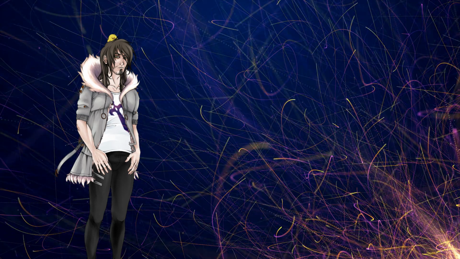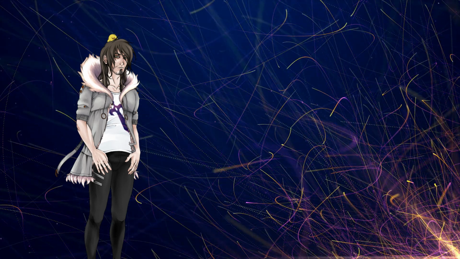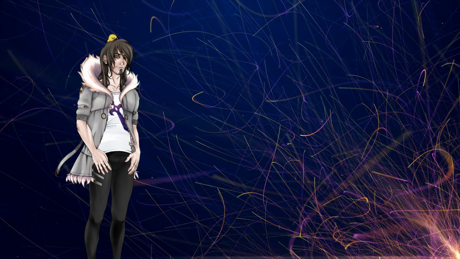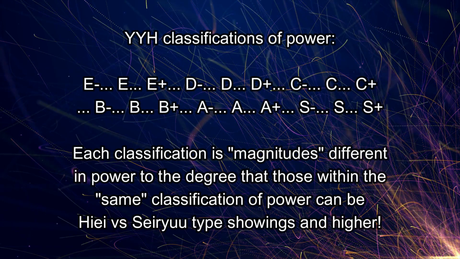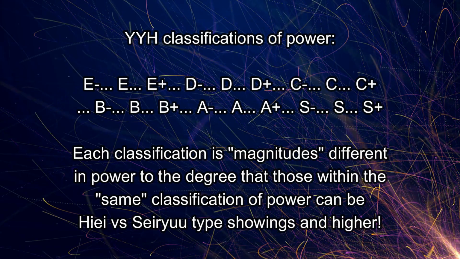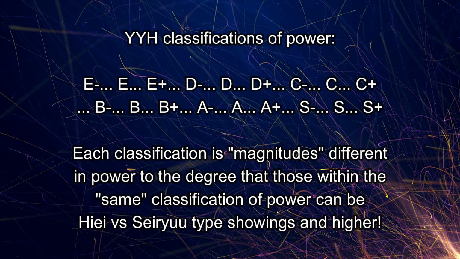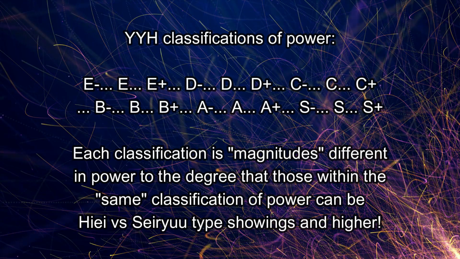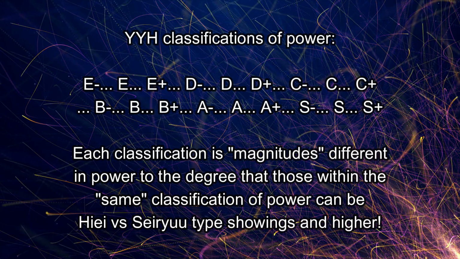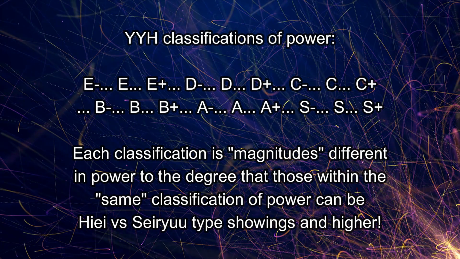A feat on par with Hiei versus Seiryu when it comes to scaling that difference in Naruto would suggest a very large difference in power between the two characters. And this is where classifications are coming in. In Yu Yu Hakusho, there are classifications, again, E through S class, but more so, these are classifications of power, directly having to do with power, speed, etc., and we see such throughout.